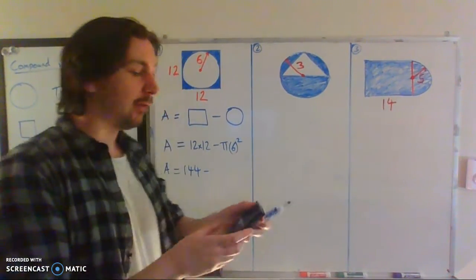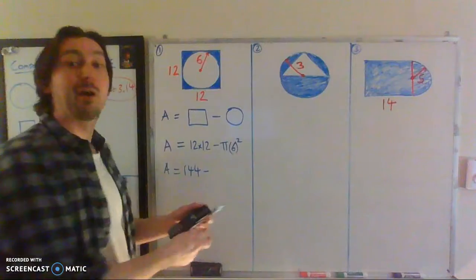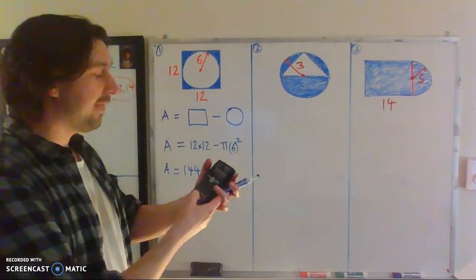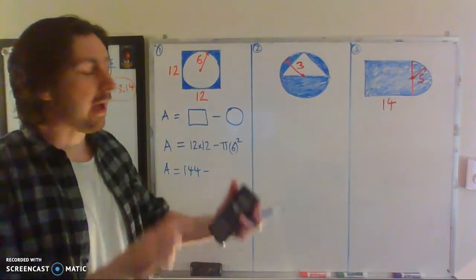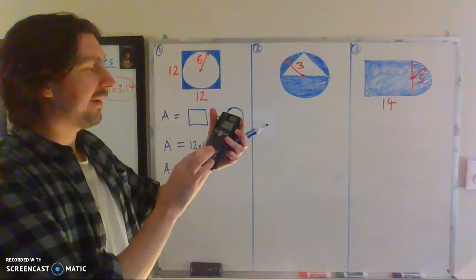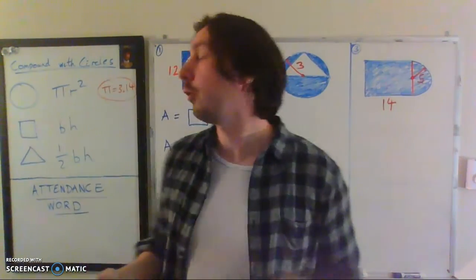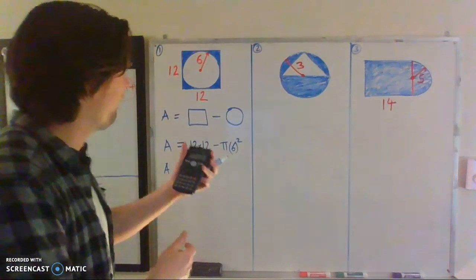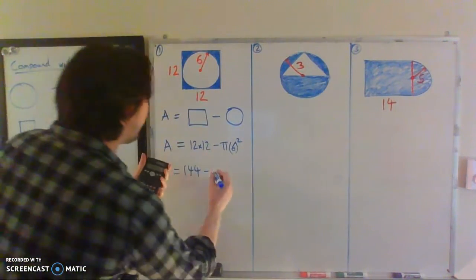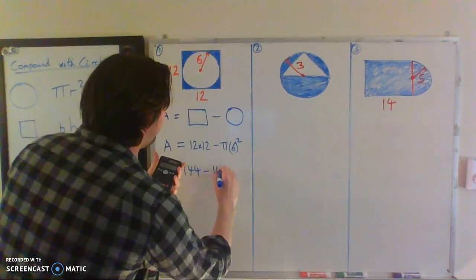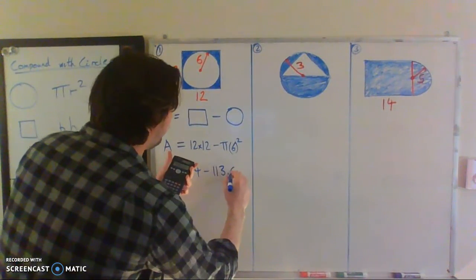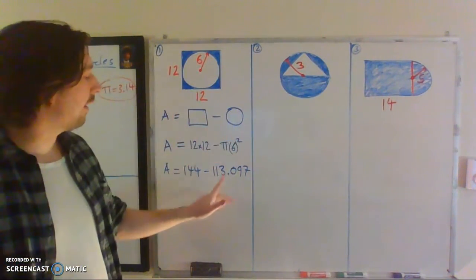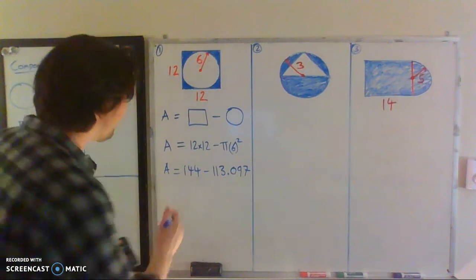So remember, the best way to do this is to do the radius squared first. So 6 squared is 36. And then multiply that by pi. I'm going to use the pi button on my calculator. You can do that, or you can just use 3.14 for pi instead, if you can't find it. That gives me 113.097, okay? So the area of the circle is 113 about.